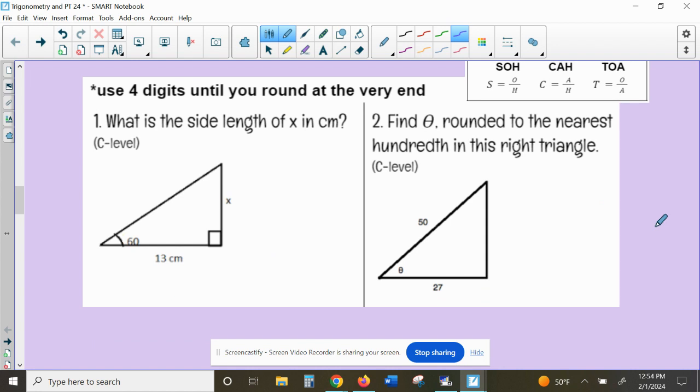No, it's not similar to last unit at all. This is totally different than anything you've done.